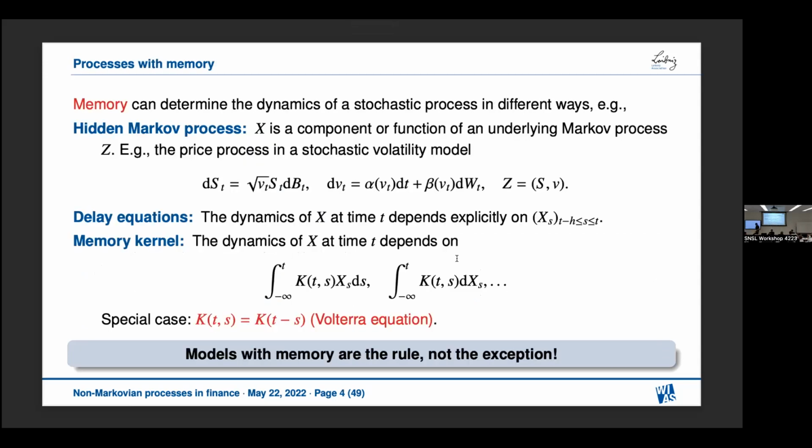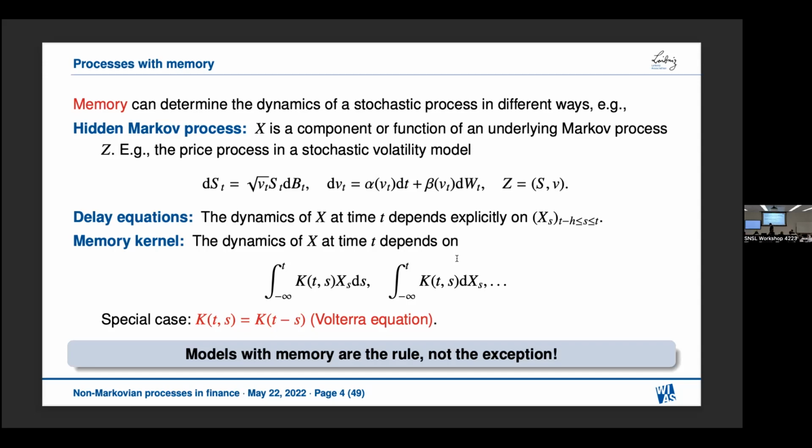Okay, now, how can memory affect the dynamics of a system? I thought a bit about this and I came up with three examples which are quite prominent. If you think a little bit about them, you will realize that these examples are not independent from each other. There's lots of overlap between those classes. But still, if you look at the literature, they are almost treated like separate cases. So the first one is the hidden Markov process.